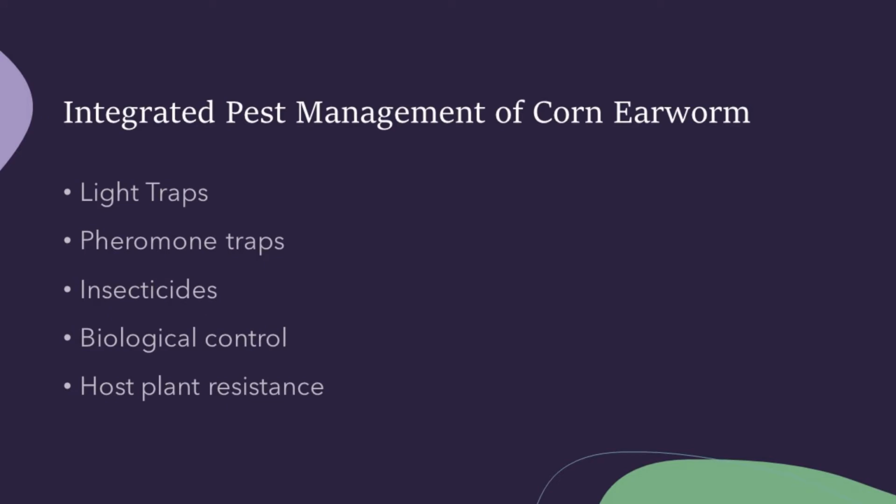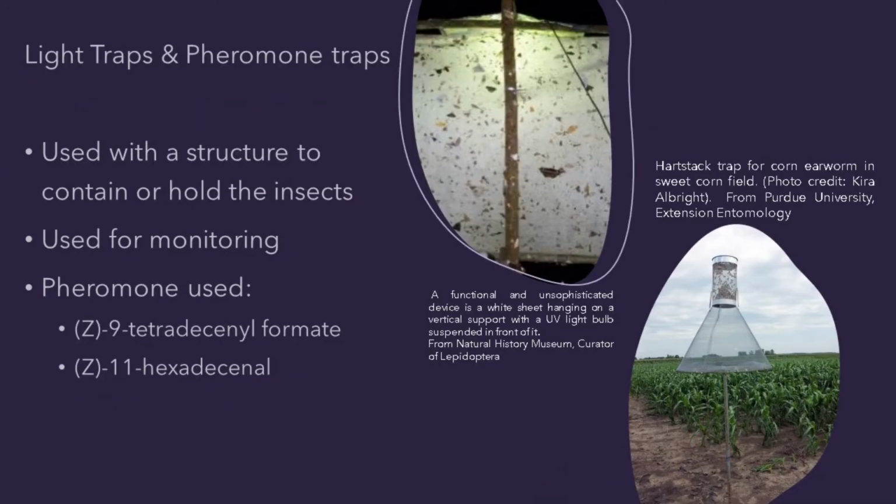So after that, we are going to talk about the integrated pest management of the corn earworms, which are light traps, pheromone traps, insecticides, biological control, and also host plant resistance. Light and pheromone traps are usually used with a structure to contain or hold the insects. This can be as simple as a white sheet for the light traps, while also a hard stack trap for the pheromone trap. There are many other structures for light and pheromone traps, but one thing is for sure, they are used for monitoring and not for greatly reducing the population of the pests.